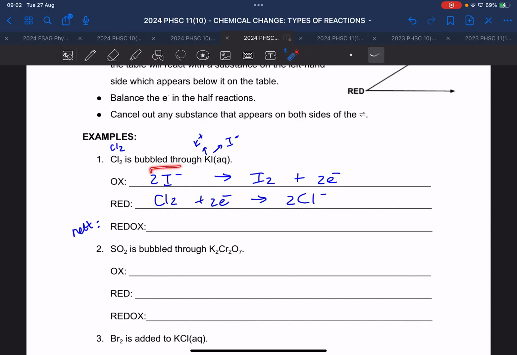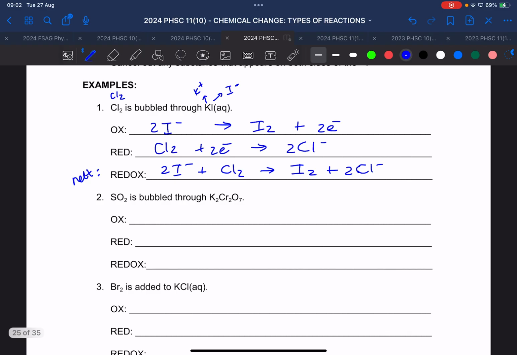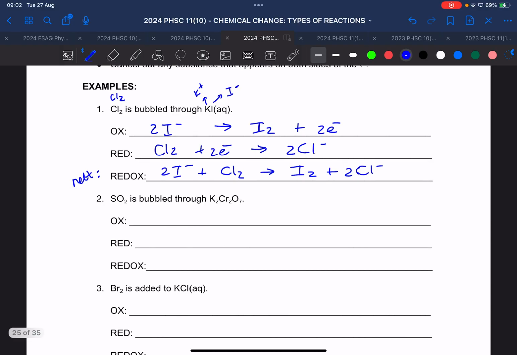So this is on the left hand side, the arrow, this is on the right hand side. You're going to write 2 iodine ions plus chlorine gives you iodine plus 2 chlorine ions. Easy peasy? Yes. Right, let's go look at the next one.